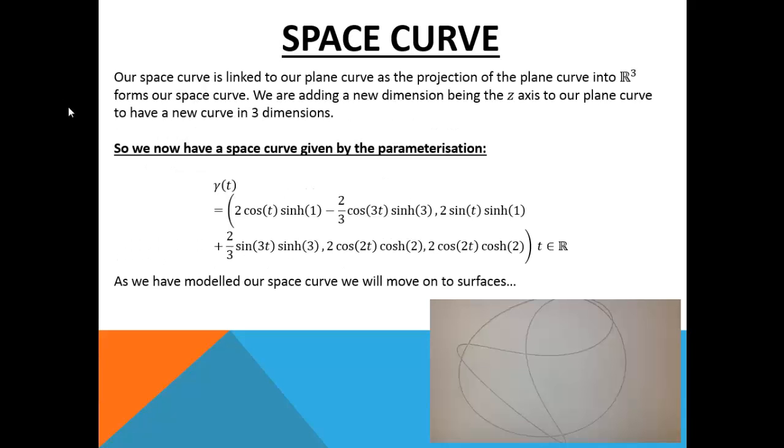Now we'll define what a space curve is. We've seen what a plane curve is, so a space curve is simply a curve in R3. For example, the space curve is the equation given on the screen, and we can visualize our space curve by the clip also. And as you can see, it would be very hard to model.